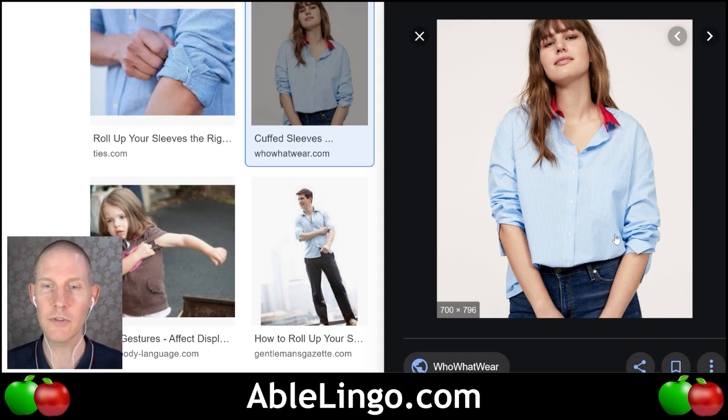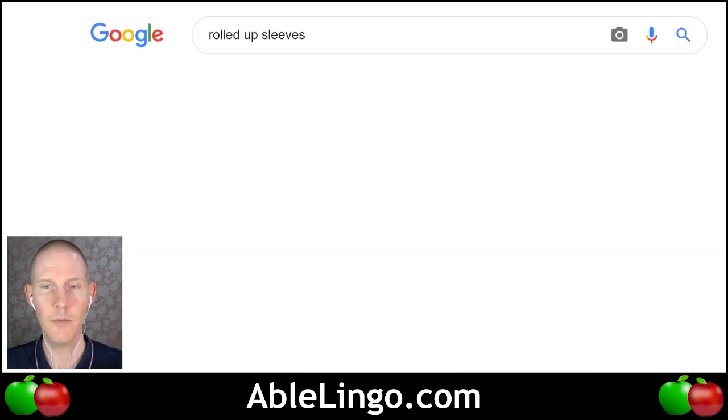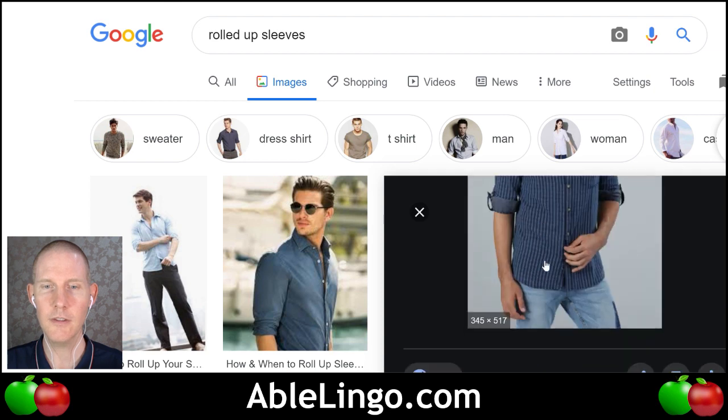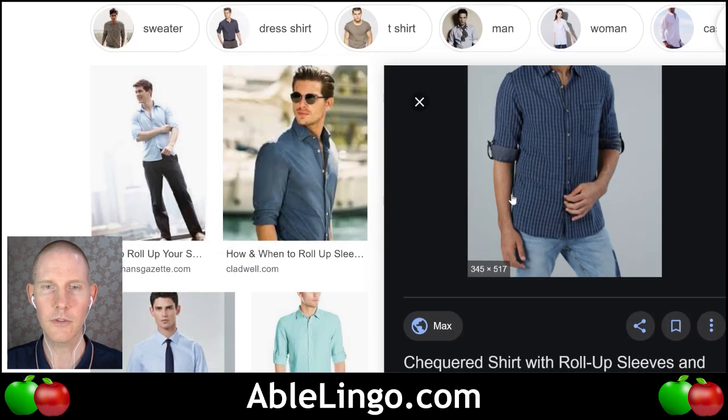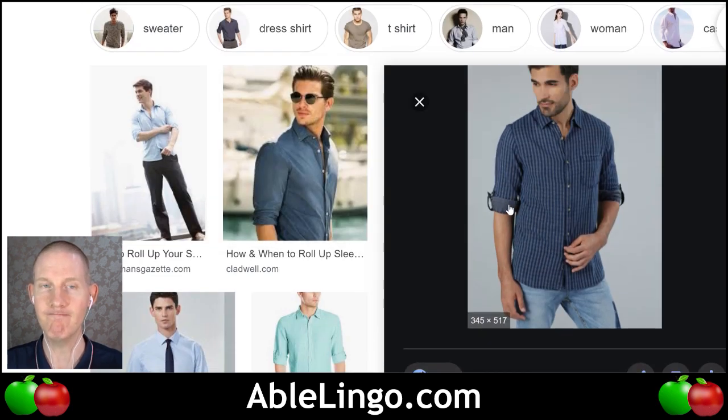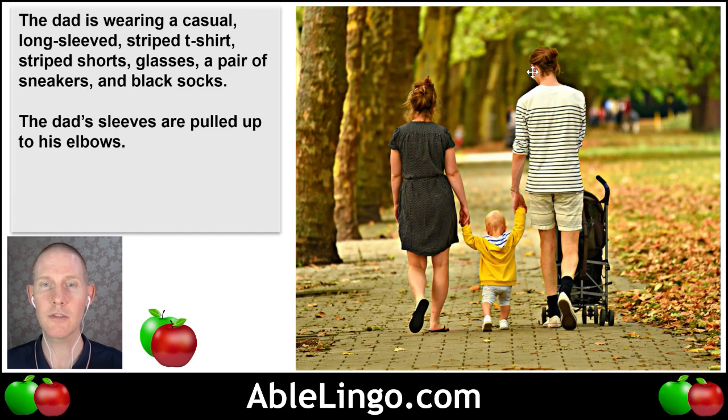All right, so that's the difference. Here we could say pulled up sleeves or sleeves that are pushed up, and something like this would be rolled up sleeves. Right. Okay. So a small difference, but kind of important, right? So we could say this dad's sleeves are pulled up, or we could say pushed up to his elbows. All right. Okay. Let's see.